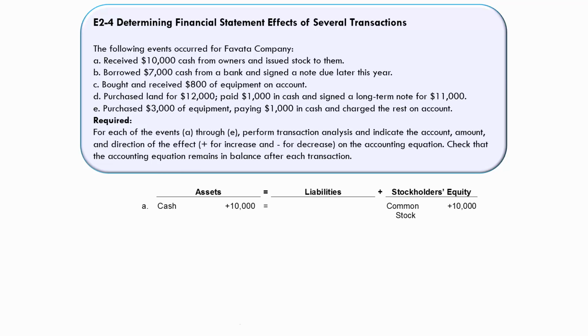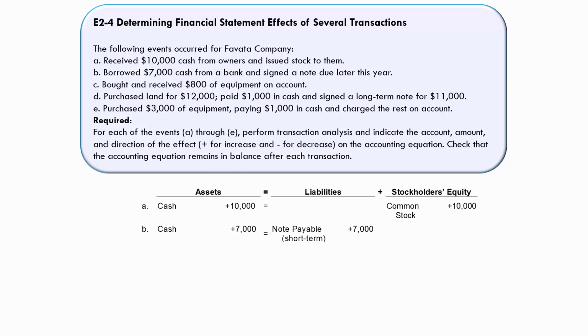Received $10,000 cash from owners and issued stock. Okay, got that one in there. Borrowed $7,000 cash from a bank and signed a note due later this year. Well, if we borrow money, that means we're going to get more money in, and we can spend that money because we borrowed it. So we got the $7,000, and the right-hand side is a note. Since it's due later this year, we are saying it's due within the 12 months and is classified as short-term.